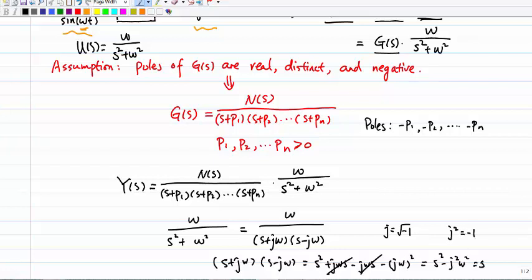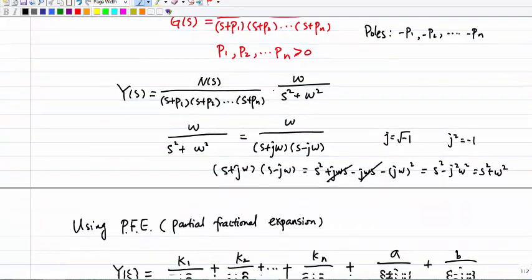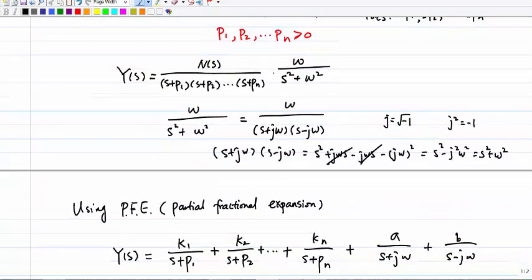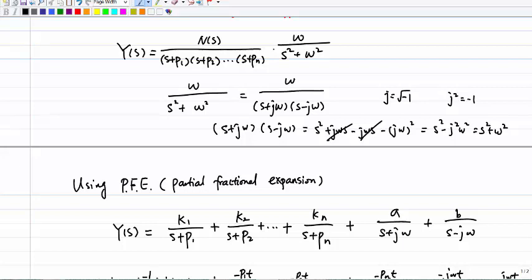So this is js squared plus w squared. Alright, so once we write this one, we can use partial fraction expansion that I mentioned before when we computed the inverse Laplace transform. So Y(s) can be written as k1 divided by s plus p1, plus k2 divided by s plus p2, and so on, plus kn divided by s plus pn, plus a divided by s plus jw, plus b divided by s minus jw.